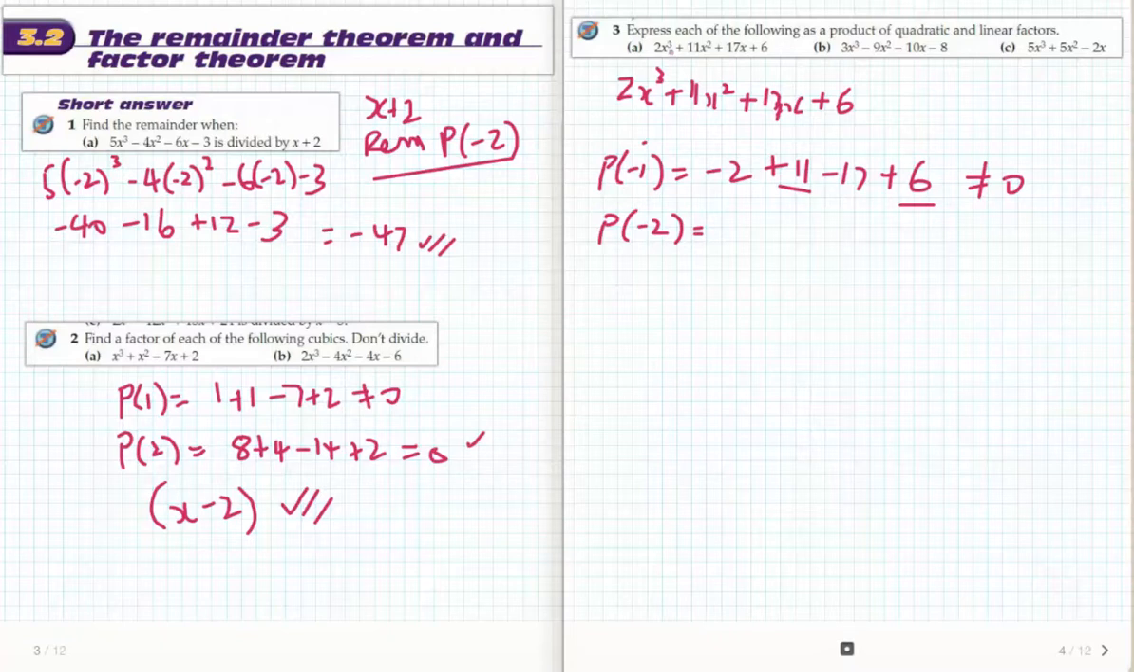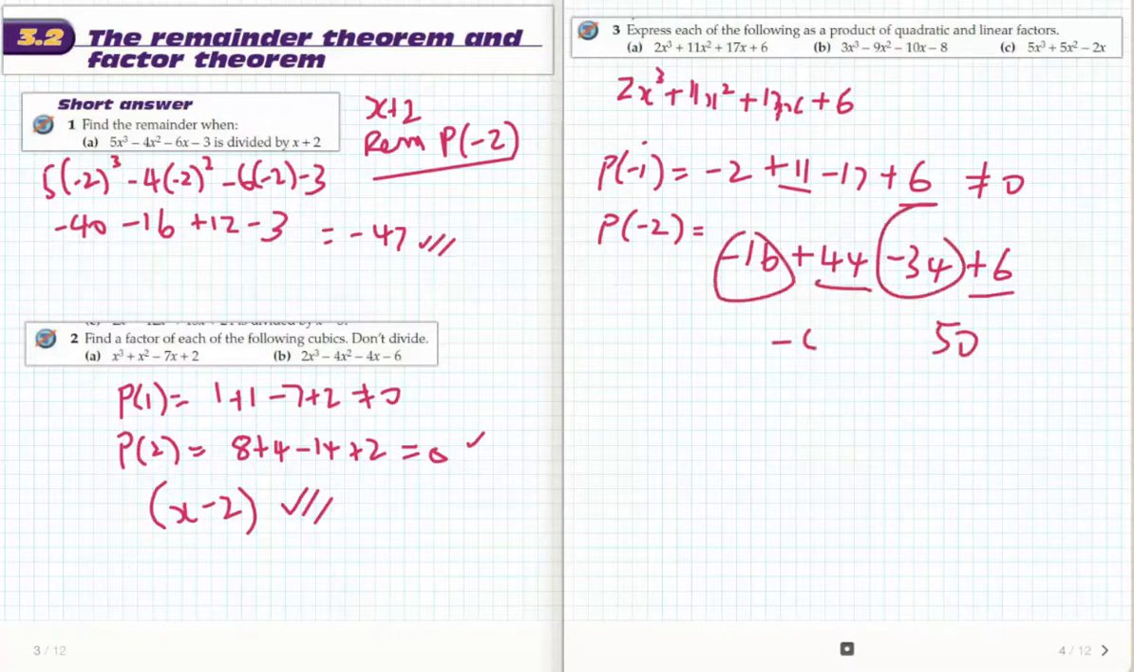Negative 2 cubed is negative 8, so that's minus 16. Negative 2, that's plus 44. Negative 2, that's minus 34, plus 6. If I just add the positives together, that gives me 50. Add the negatives together, that gives me minus 50. Bingo, add them together and I get 0. So p of negative 2 gave me a remainder of 0. Therefore, x plus 2 is a factor.